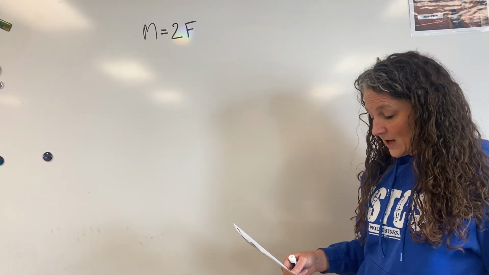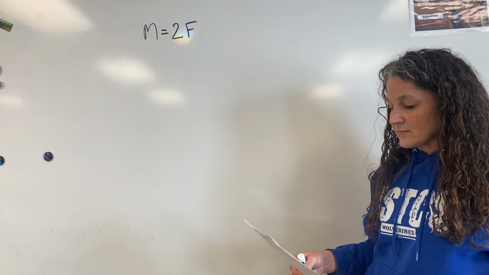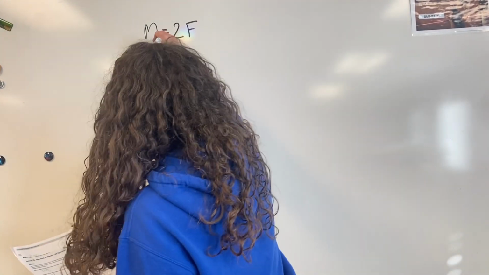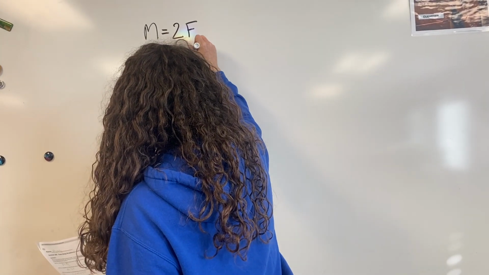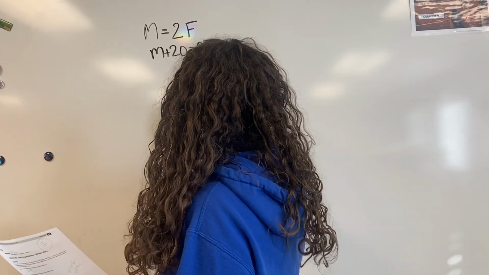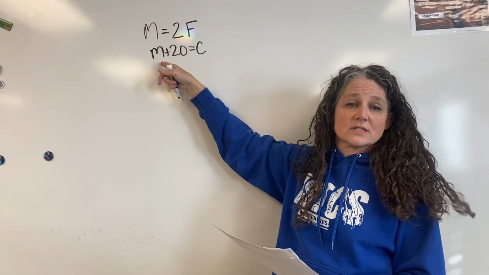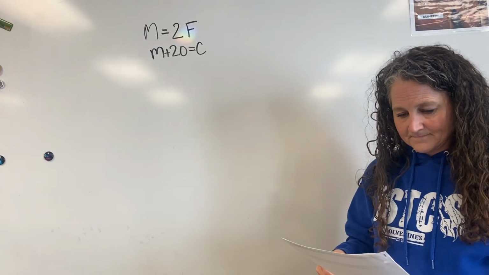Oh, there's another player in this game. Christina has $20 more than Marissa. How do we write that? M plus 20 equals C. So I'm guessing Christina has more than $20, unless Marissa owes somebody a lot of money. Wait, it literally tells us how much she has.